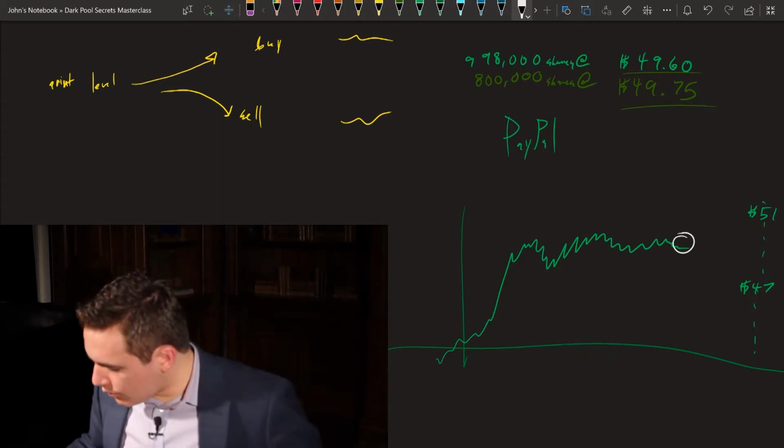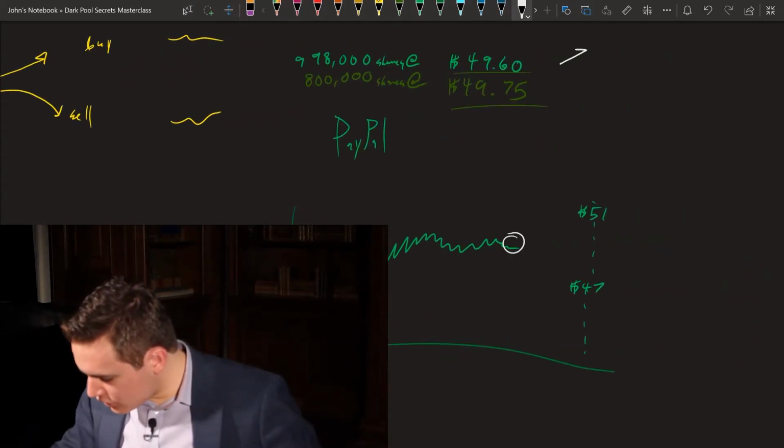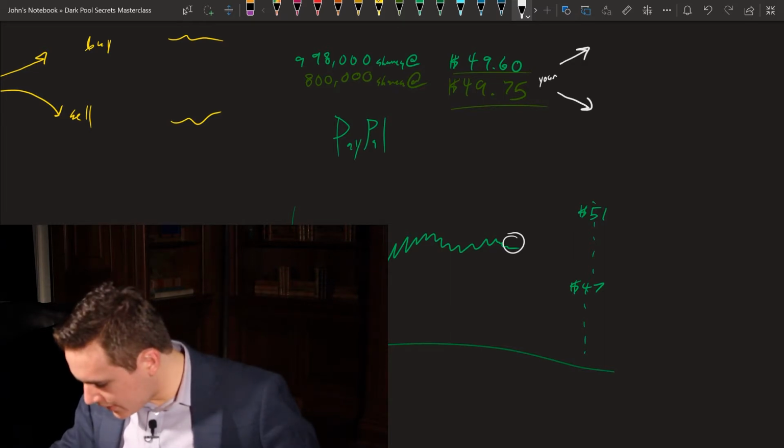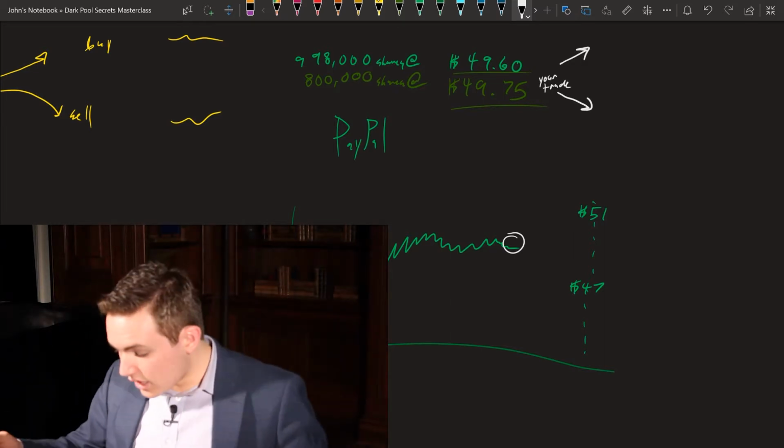And so I want you guys to think about this. You've got two ways this can go. It can go up and it can go down. And with your trade, you want to enter it if it goes up or if it goes down.